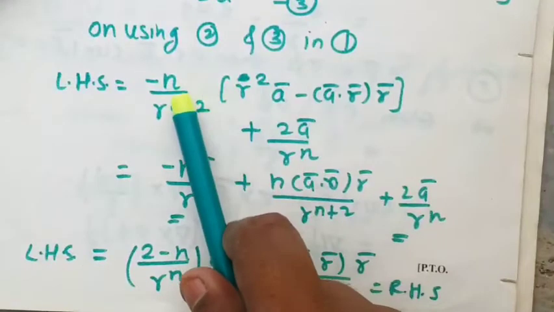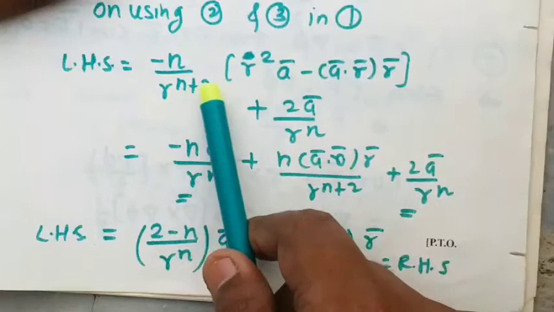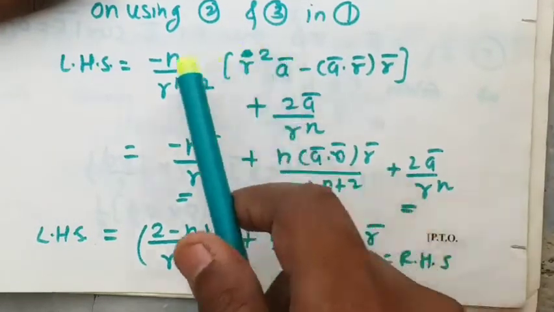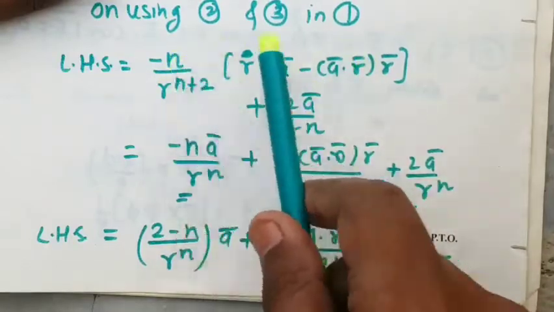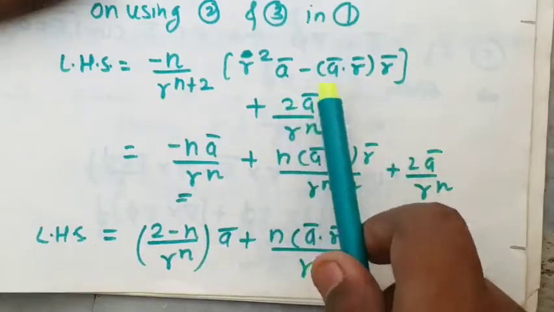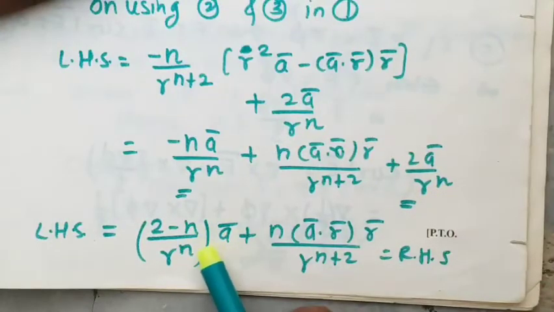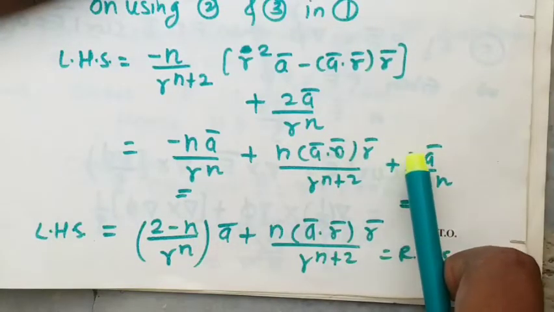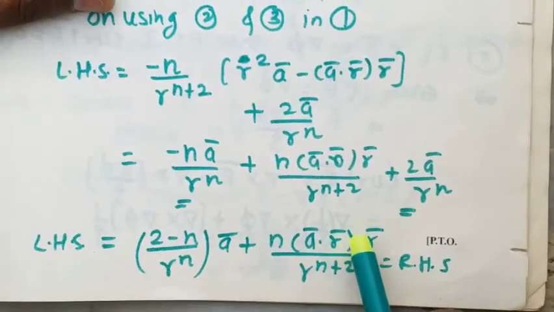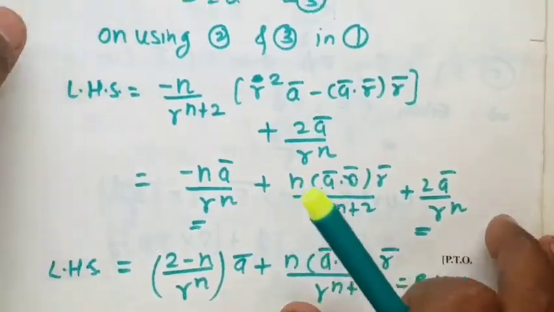Now after multiplying by this quantity inside, we'll get two more terms. First term will be r square upon r raised to n plus 2, which will become r raised to n. So we'll have minus n a bar by r raised to n, plus this into this, minus will become plus n into a bar dot r bar into r bar divided by r to the power n plus 2, plus 2a bar by r raised to n. Now if you see the first and last term, a bar by r raised to n is common. Okay, so that can be taken common. So inside the bracket we'll have 2 minus n. So 2 minus n divided by r raised to n into a bar, plus n into a bar dot r bar into r bar divided by r raised to n plus 2, which is the required right hand side of the problem.